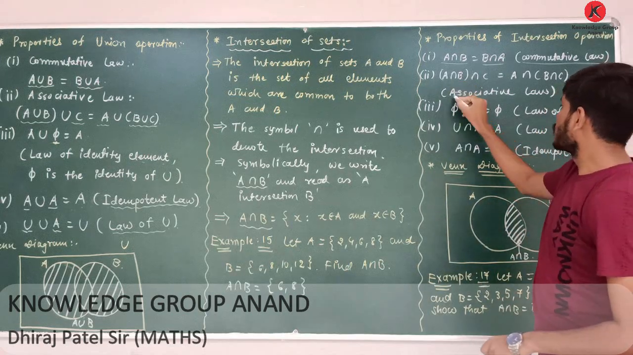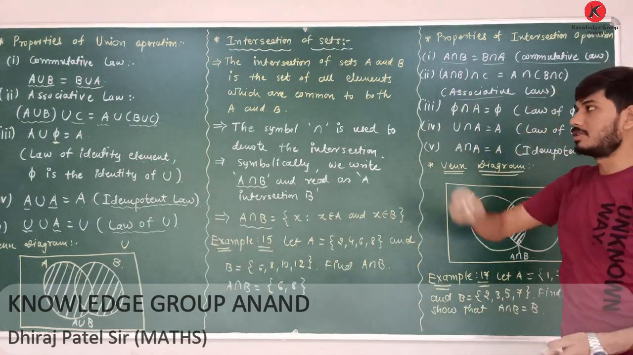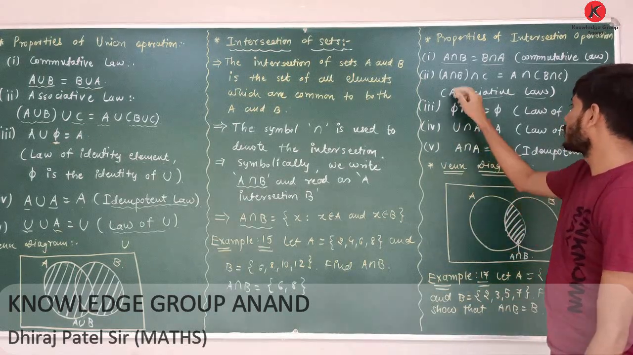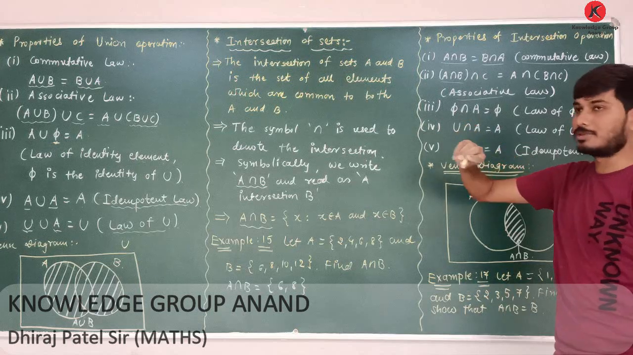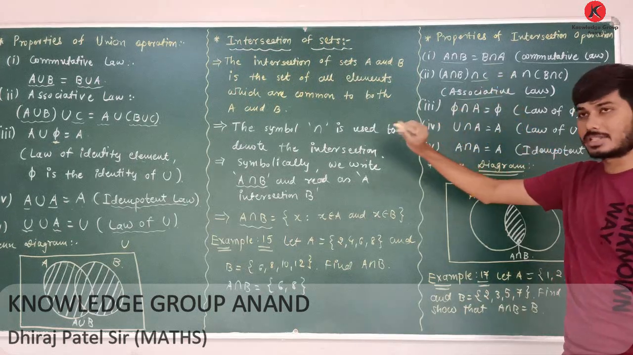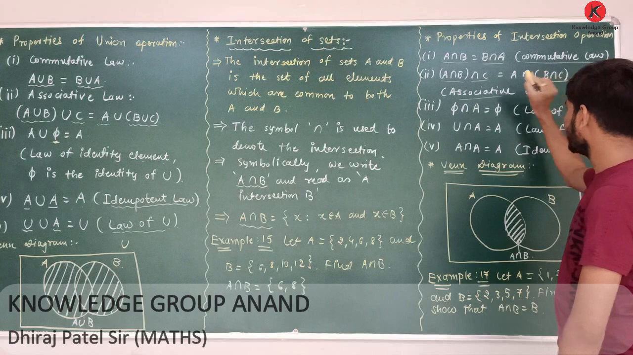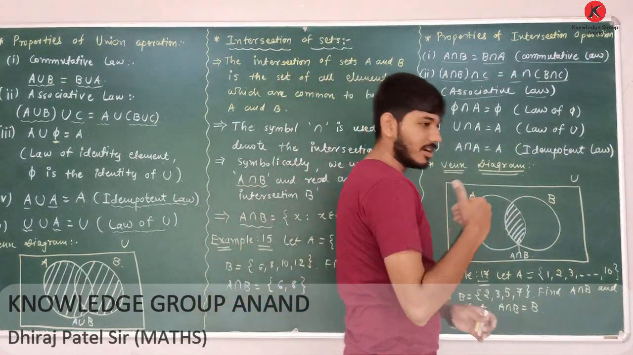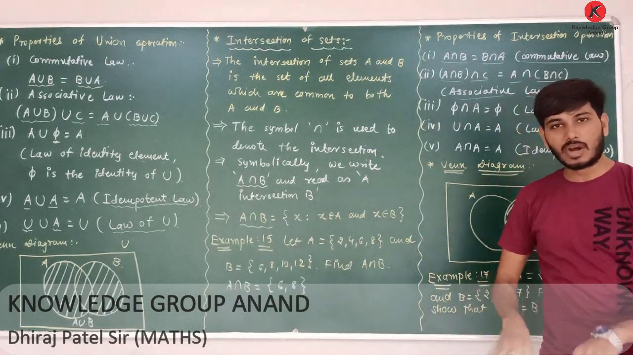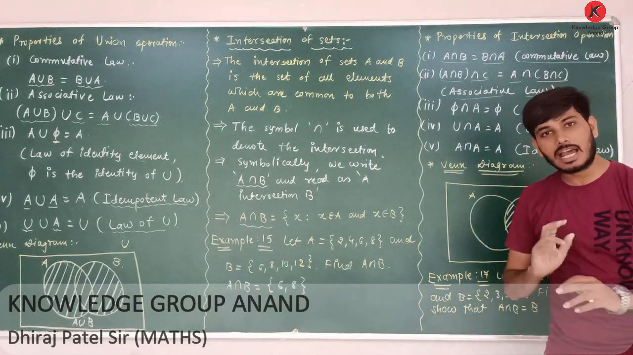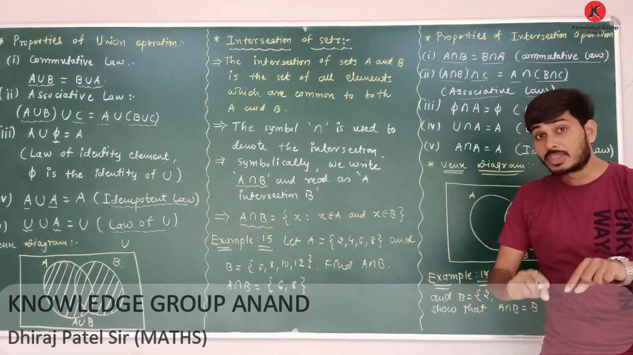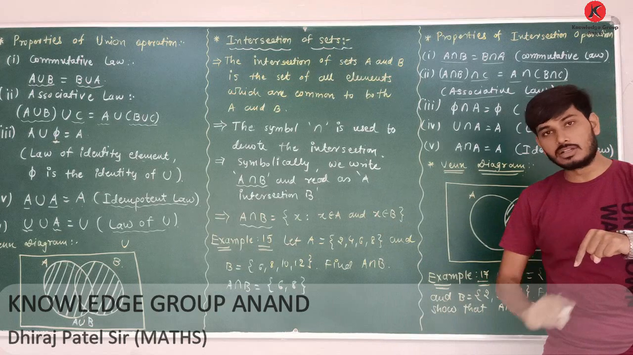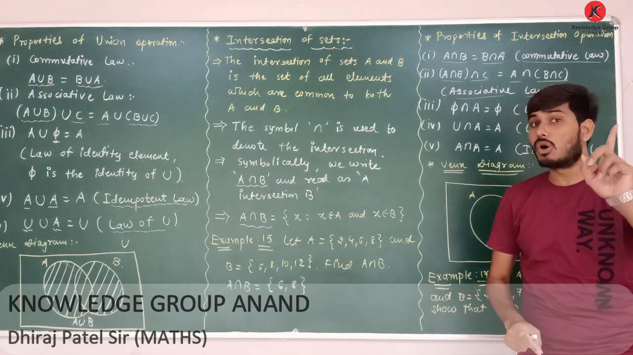Next one, the associative law, which you also studied in the properties of union operation. So here A intersection B, then intersection with C, or you can find first B intersection C, then intersection with A. That means in other language, you have to write all the elements which are common in all three sets, A, B and C also.